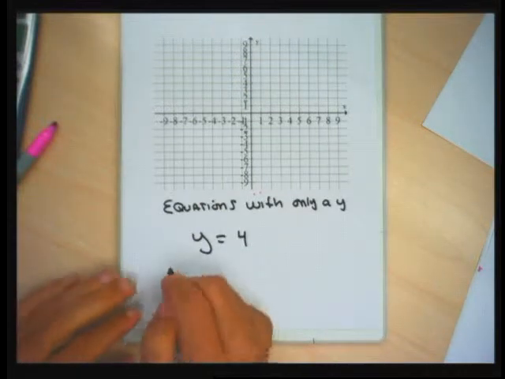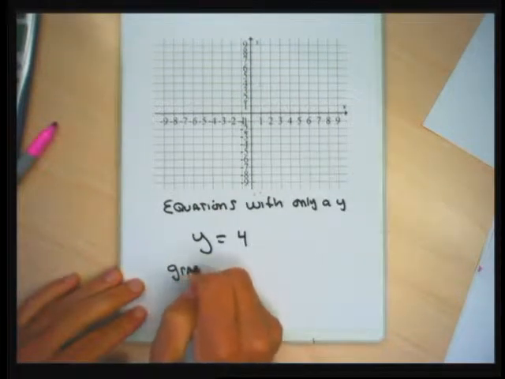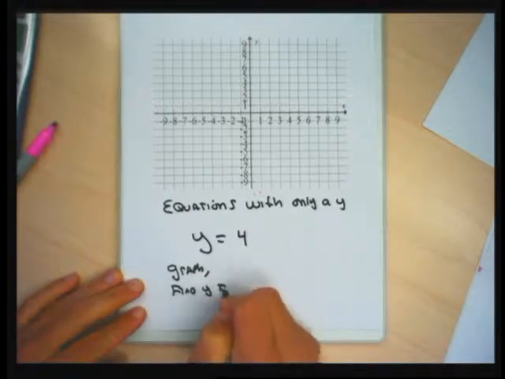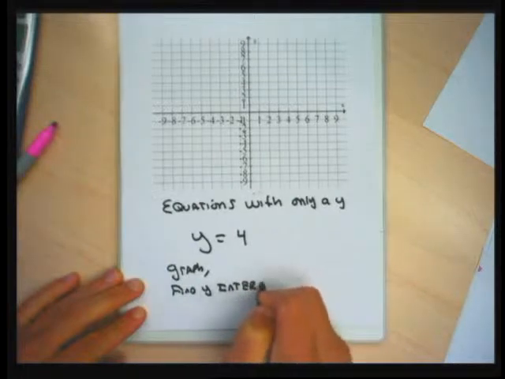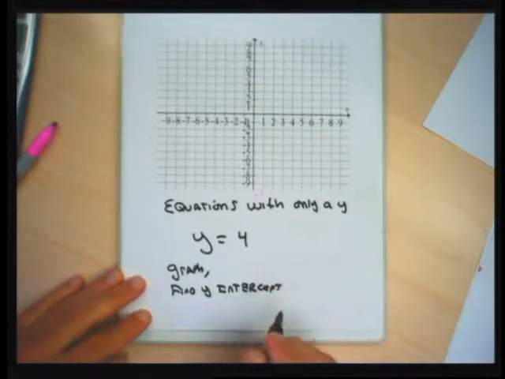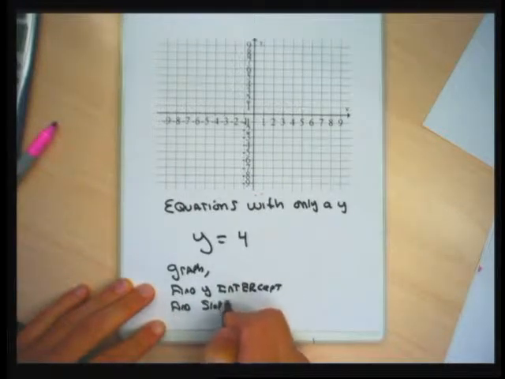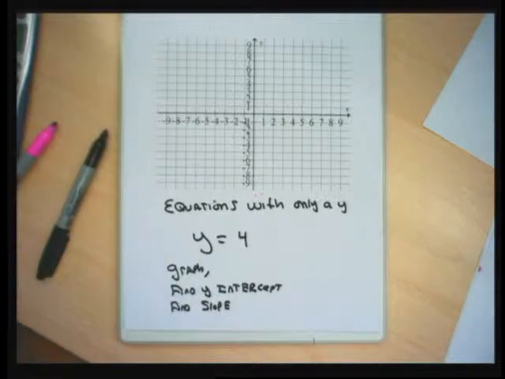If I asked you to graph, find the y-intercept, and the slope, this would probably push a lot of you to the point where you just couldn't do it. For the most part, I kind of do these from memory, but it's real easy to figure out why the line looks the way it looks.